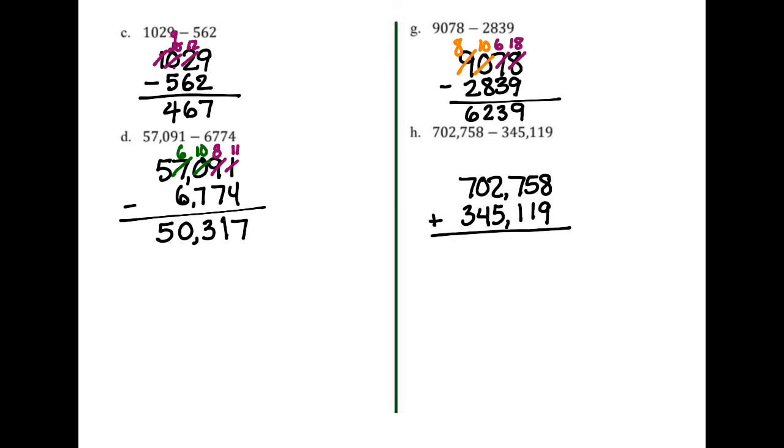Okay, so 8 minus 9, we can't do it, so let's borrow. Take 1 away from the 5 and add 10 onto the 8. So 18 minus 9 is 9. Now in the tens place, 4 minus 1 is 3. In the hundreds place, 7 minus 1 is 6. We got all the way over there before we needed to borrow again.